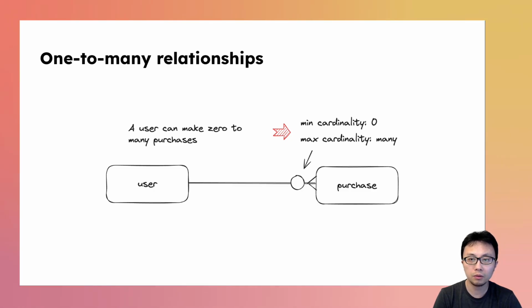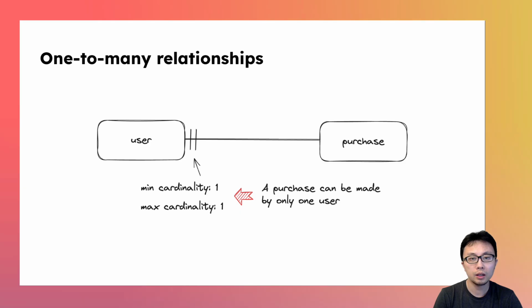Based on this, we can develop the directional relationship from user to purchase. The min cardinality is 0 and the max cardinality is many, so you can add the two symbols accordingly. Since the direction goes from user to purchase, both symbols should be placed closer to purchase. In contrast, a purchase is only associated with a single user, which means that both the min and max cardinalities are 1. This relationship goes from purchase to user, so you will place two bars as a pair closer to user. After that, you will merge the two directional relationships into one, like this.